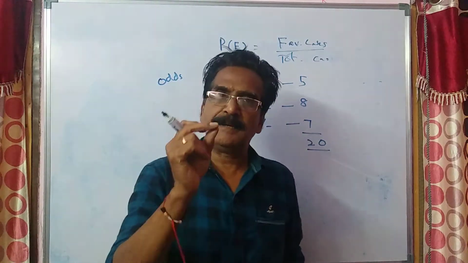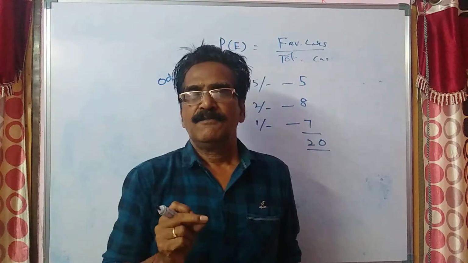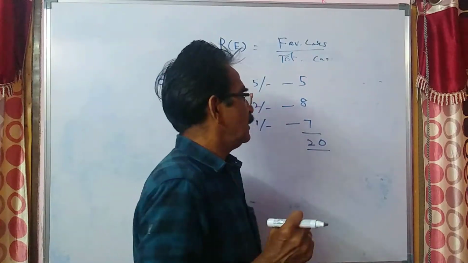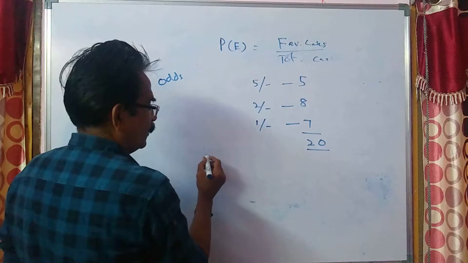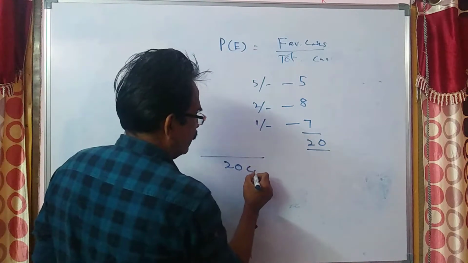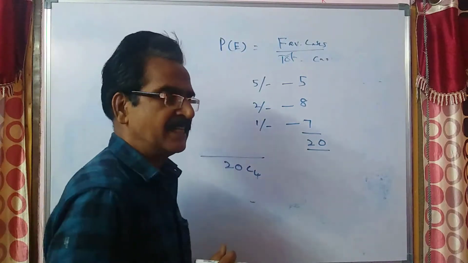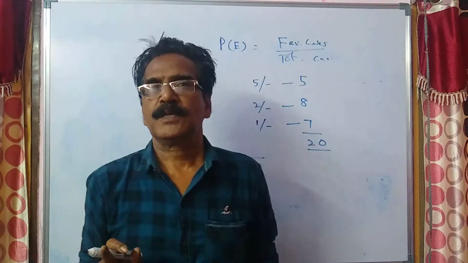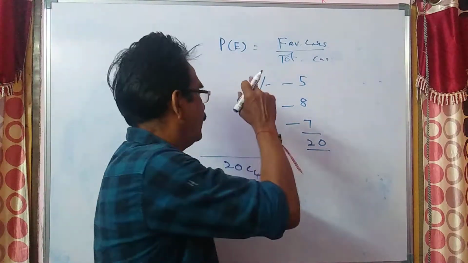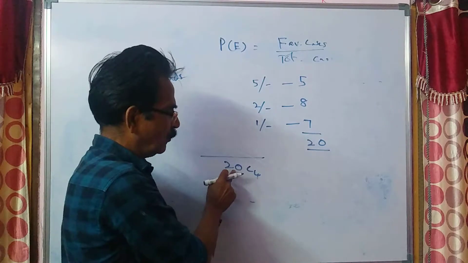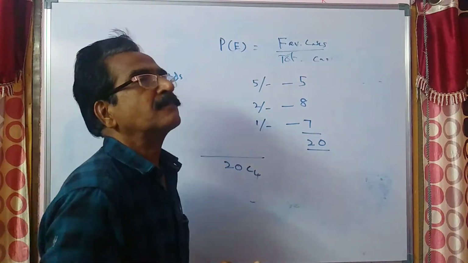First, let us find the probability of drawing the maximum amount. So 20 coins are there, 4 coins are drawn. So in how many ways can he draw 4 coins from 20 coins? 20C4. This is the total number of cases.